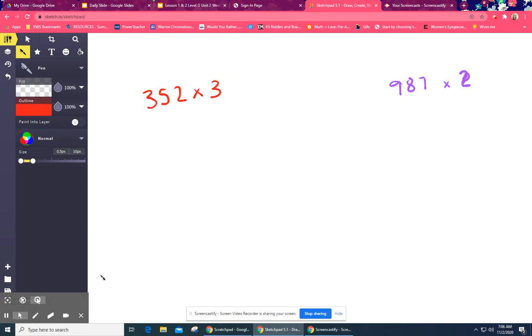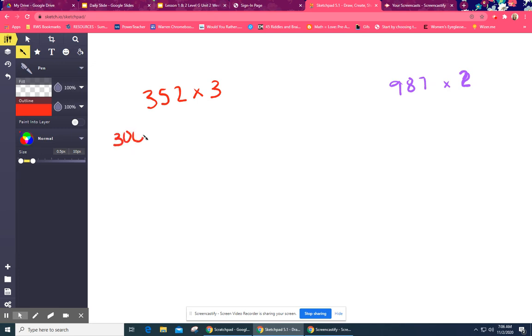All right, so now we're going to do these bigger numbers. 352 times 3. So when you go and break apart 352, it's actually called distributing. That's why this is multiplying using the distributive property. I've just been saying break apart. But anywho, you'll break it up by place value.